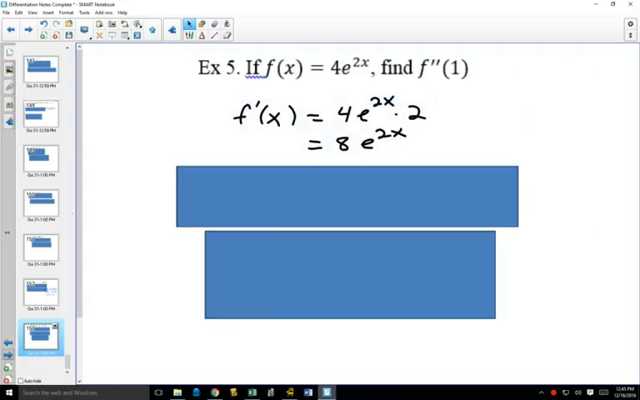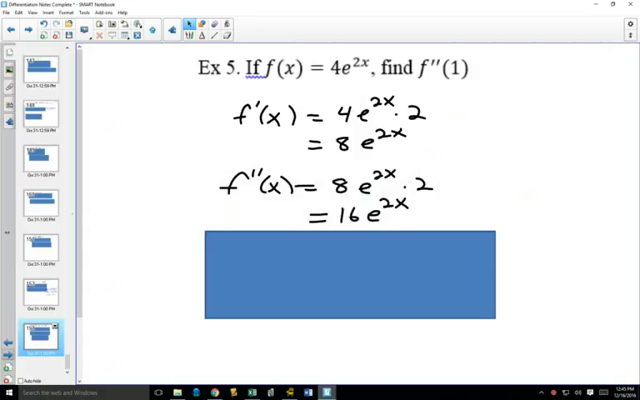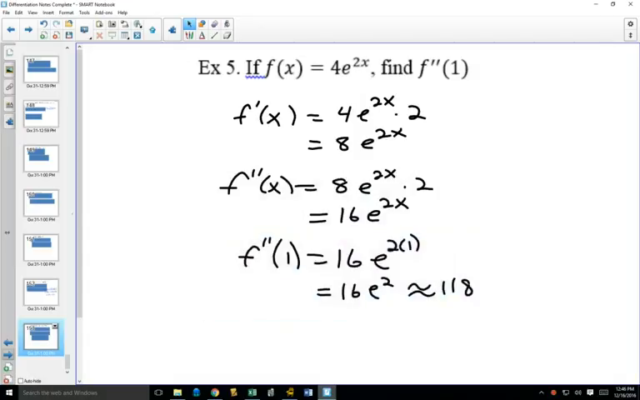Final question here. Take our first derivative. It's a chain rule. Simplify it a little bit so we get 8e to the 2x. Take our second derivative, another chain rule. Get 16e to the 2x. Plug in 1. And if we want 3 sig figs, it's approximately 118.